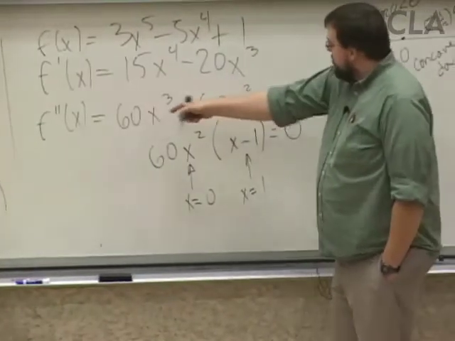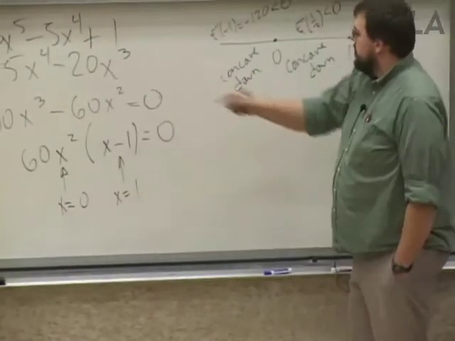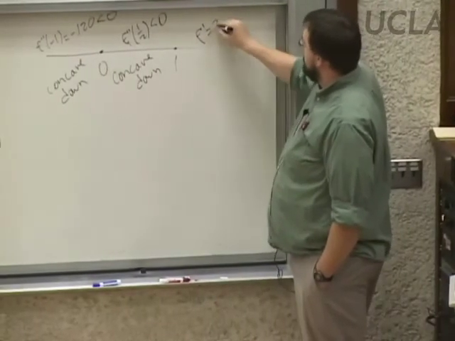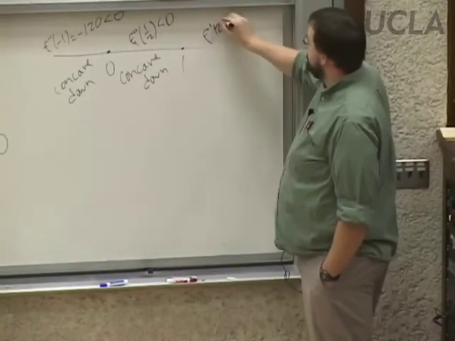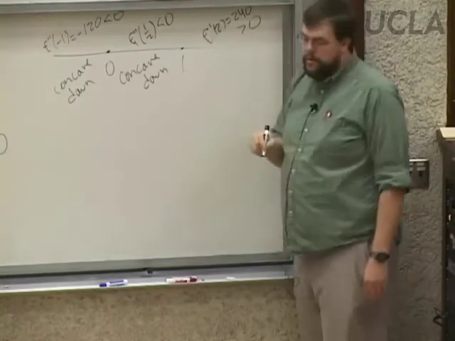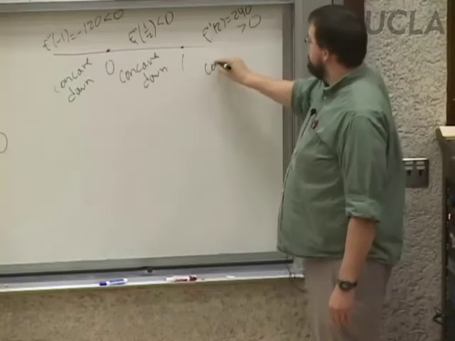2 cubed is 8, that's 480. 2 squared is 4, that's 240. 480 minus 240 is 240. So f double prime of 2 is 240. But I don't care about the value 240. I just care about the fact that it's positive. So this is concave up.